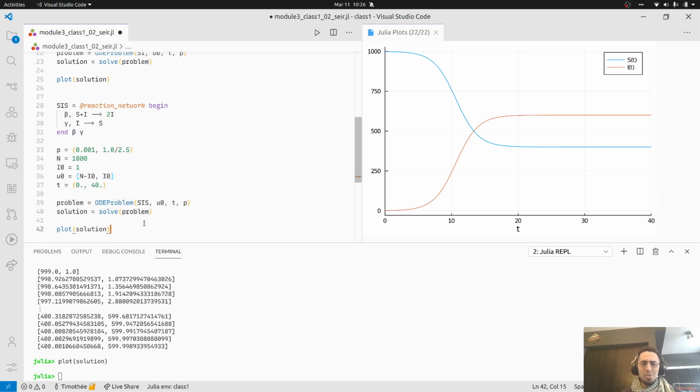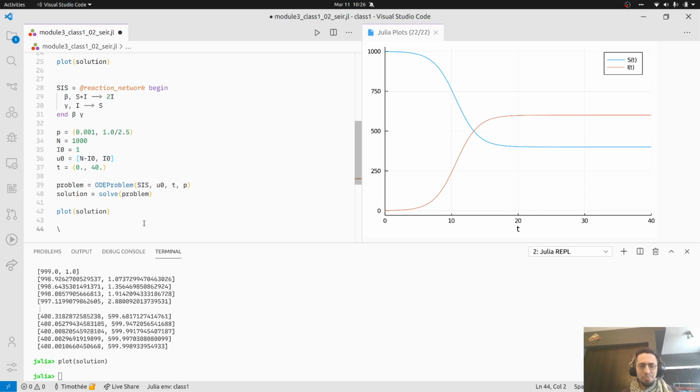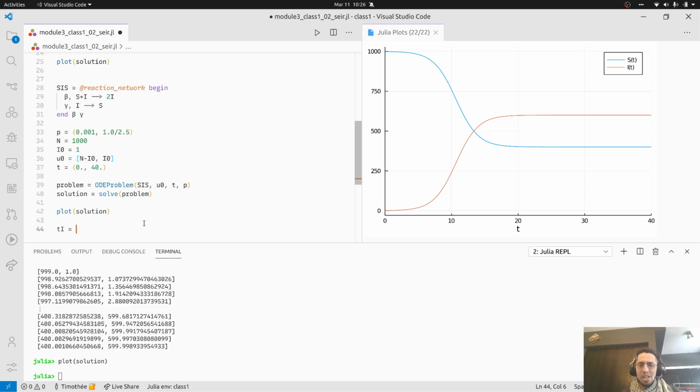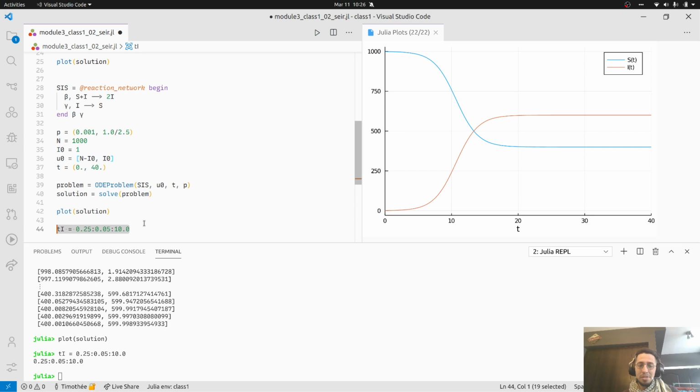That's what we want to figure out. So we're going to have a little ratio called, I'll call that TI, for the time that you spent being infectious, and it's going to change from 0.25 units of time by very small increments up until 10 units of time.